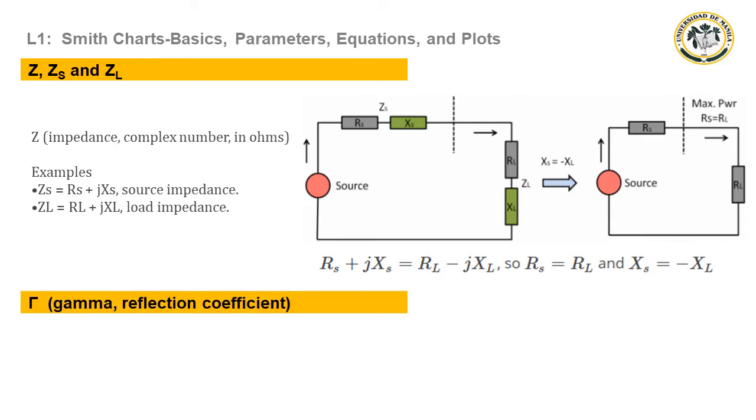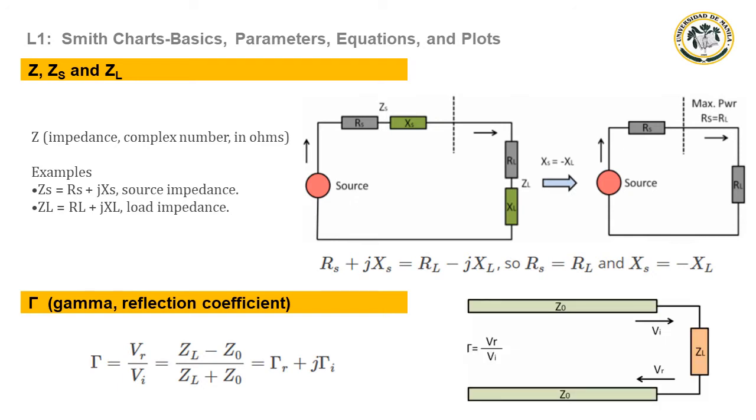So we also have as part of our basic parameters the gamma or the reflection coefficient. Reflection coefficient is defined as the ratio between the reflected voltage wave and the incident voltage wave given by the equation shown. So in this illustration, we have the incident wave going to the load impedance and the reflected wave going back to the source.